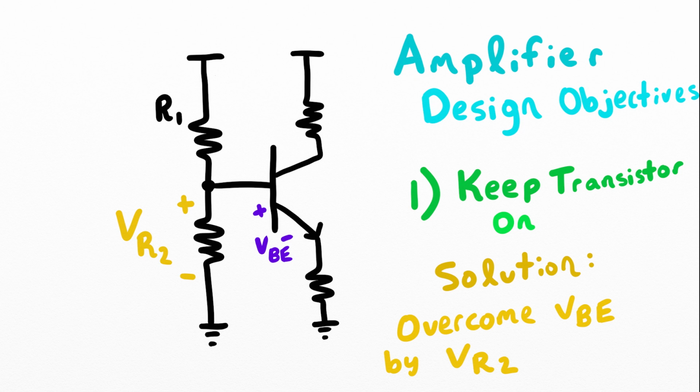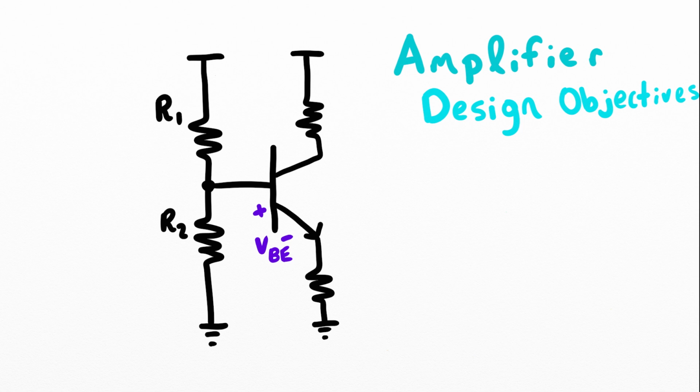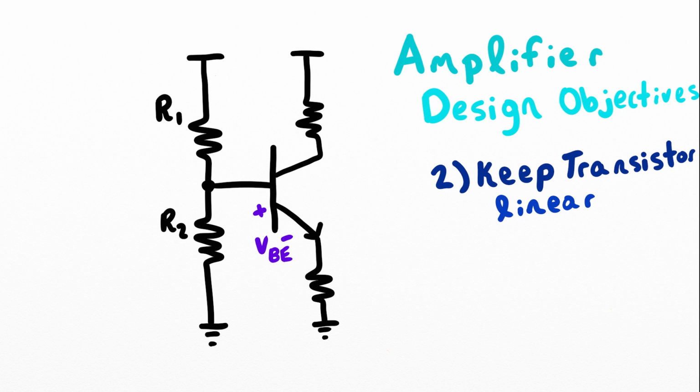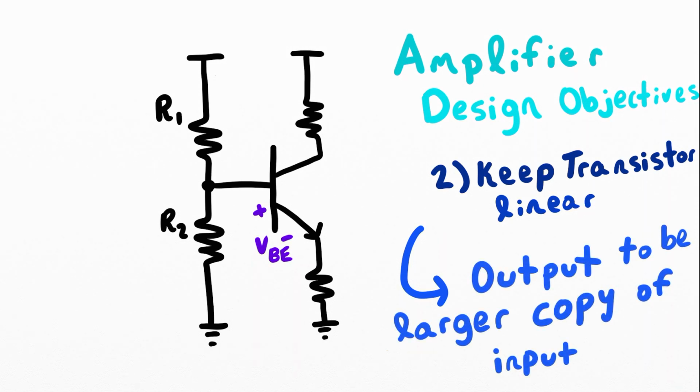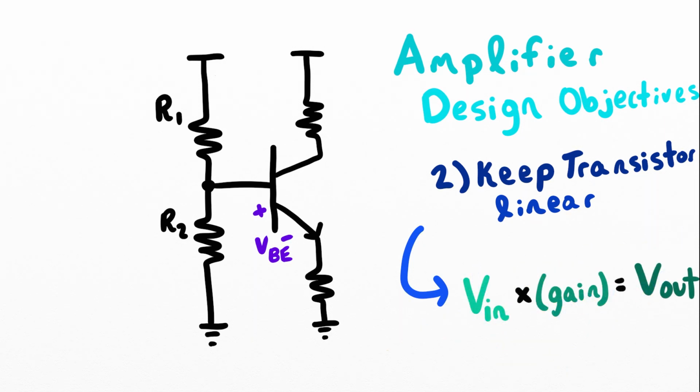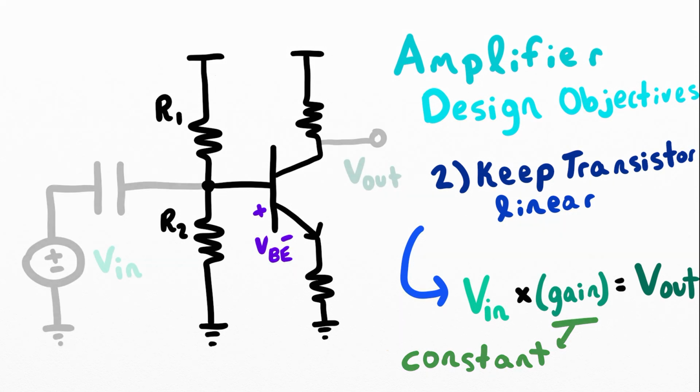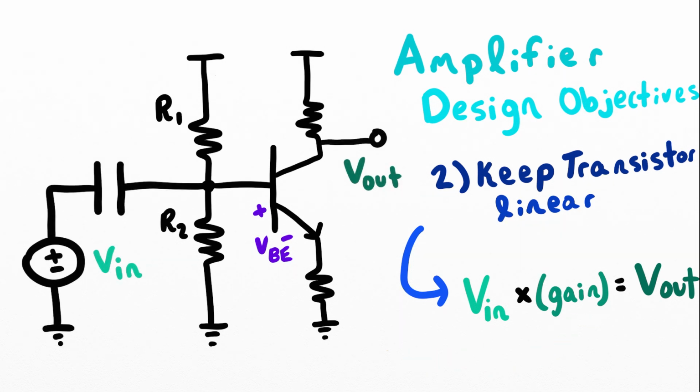Now let's focus on the second design objective of the common emitter amplifier. That's going to be keeping the transistor linear. What we're ultimately trying to do is create an output that is just simply a larger version of the input. So the equation is the voltage in times the gain equals the output. The gain should be a constant, so it shouldn't modify the input and change its shape or pattern. We simply just want a copy that's larger than the input.